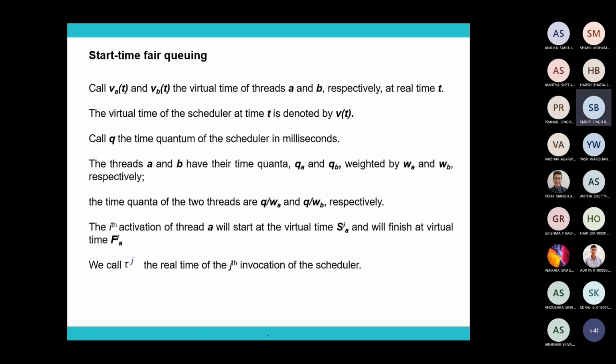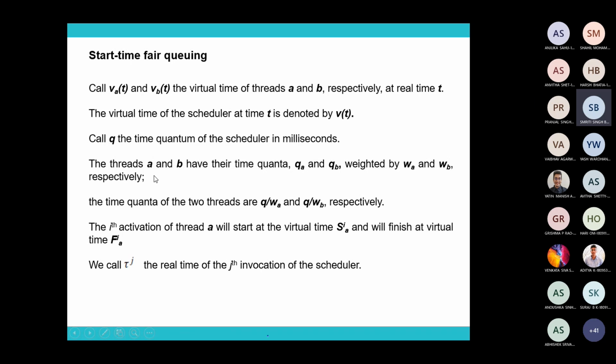Now let's see one example of how start time fair queuing works. Some notation: VA(t) and VB(t) represent the virtual time of two threads. There are two threads, A and B. V represents the virtual time of that particular thread, and t represents the real time. Next, Q is the time quantum in which that particular thread runs.